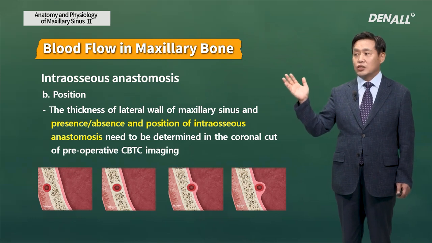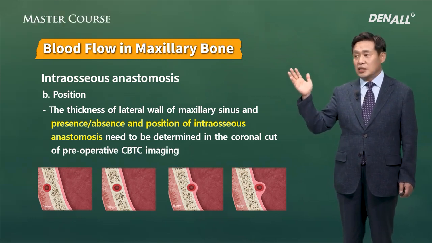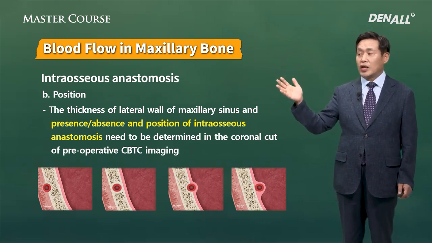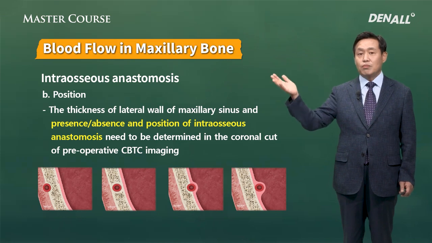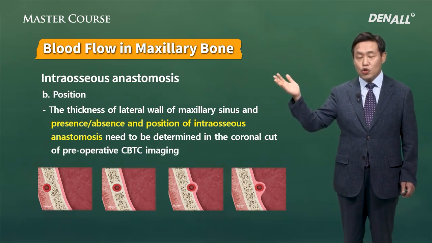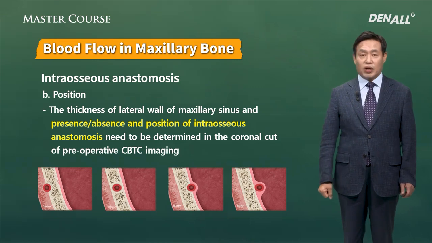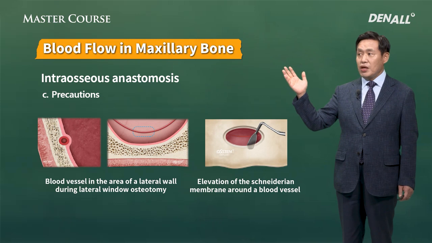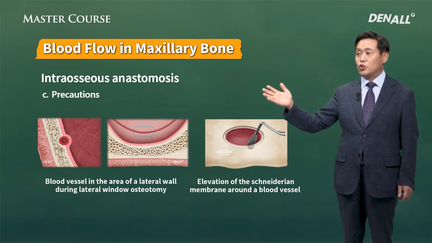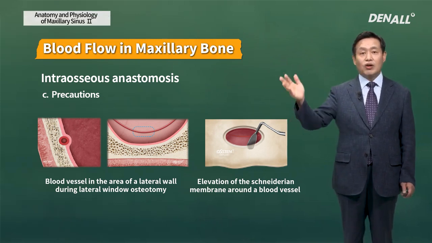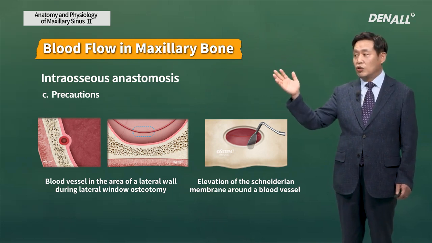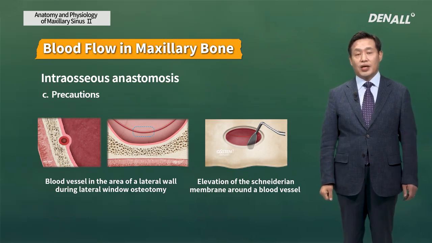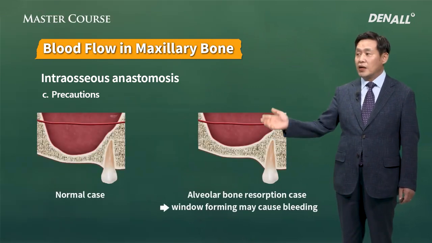The presence or absence of intraosseous anastomosis needs to be checked by taking CBCT imaging before the operation. If it is 2 millimeters or thicker, it can be easily detected and you know what to expect there. If it is present, when you create a lateral wall, it can cause bleeding. And when you lift up the sinus membrane, it can be an interference or it can cause bleeding.